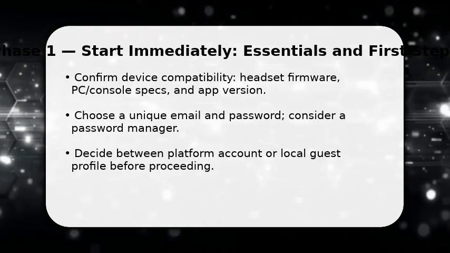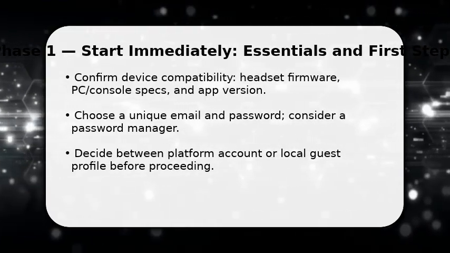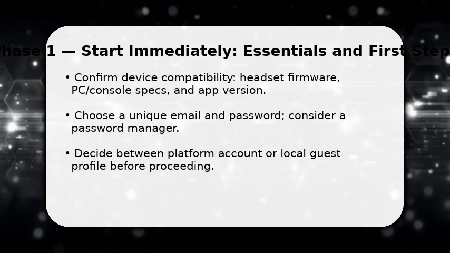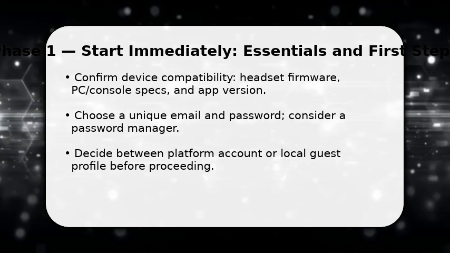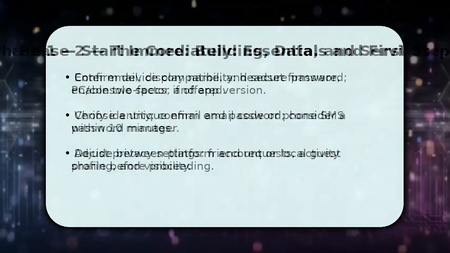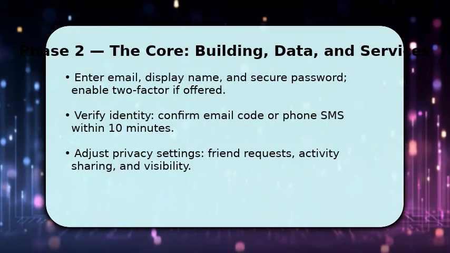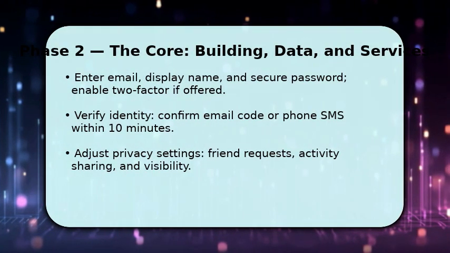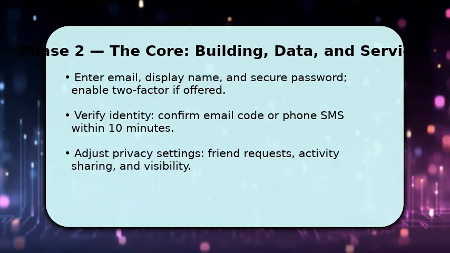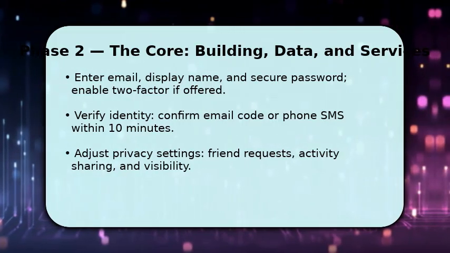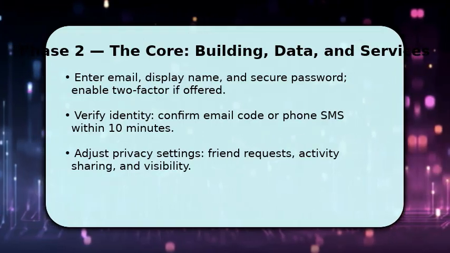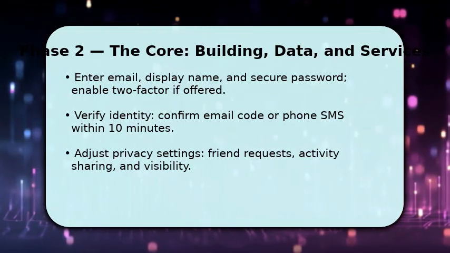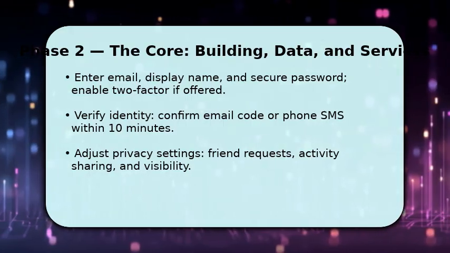Now open the Headset Companion app or the device settings and locate the Add Account or Create Profile option to start the process immediately. You now build the account. Enter the email, choose a clear display name and set a strong password. Enable two-factor authentication if offered to protect access. After submitting, check your inbox or SMS for the verification code and enter it promptly.